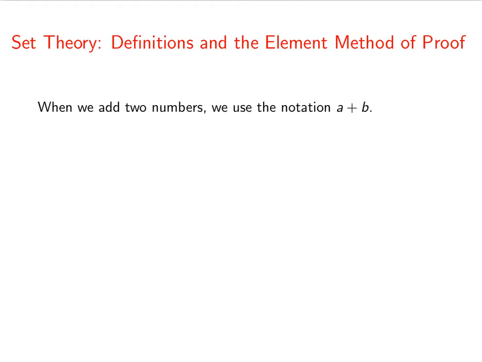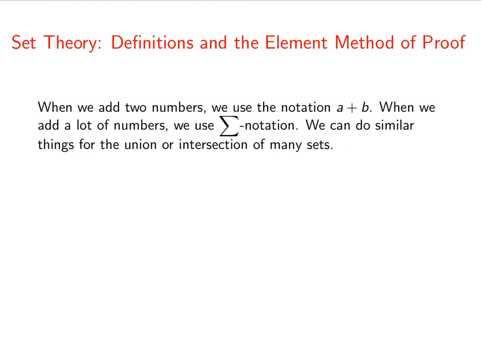Hello, discrete math fans. When we add two numbers, we just write a plus b. What do we do when we want to add a bunch of numbers? Then we're going to use sigma notation. So what we like to do is come up with a similar notation when we want to take the union or the intersection of many sets, not just a pair of sets.